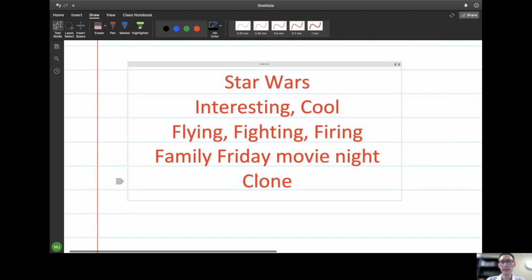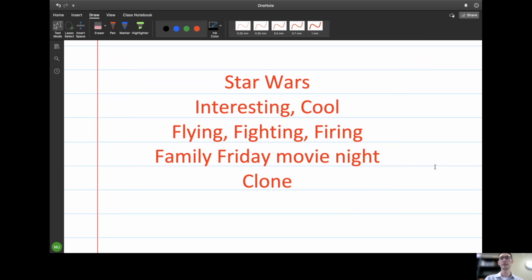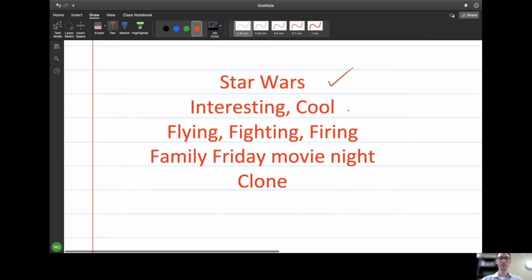Now, if we scroll up here again, here's another example of one. This is one that we had a look at in our live lesson last week. Star Wars. Interesting, cool, flying, fighting, firing. Ooh, and you know what's really interesting here too is that we'll be talking about this in one of our live lessons on Monday, May 25th at 10 a.m. This is a very interesting poetic device here. It's what makes poetry interesting and original. Flying, fighting, and firing. Now that's definitely Star Wars, but each of those words begins with the letter F. That is alliteration.